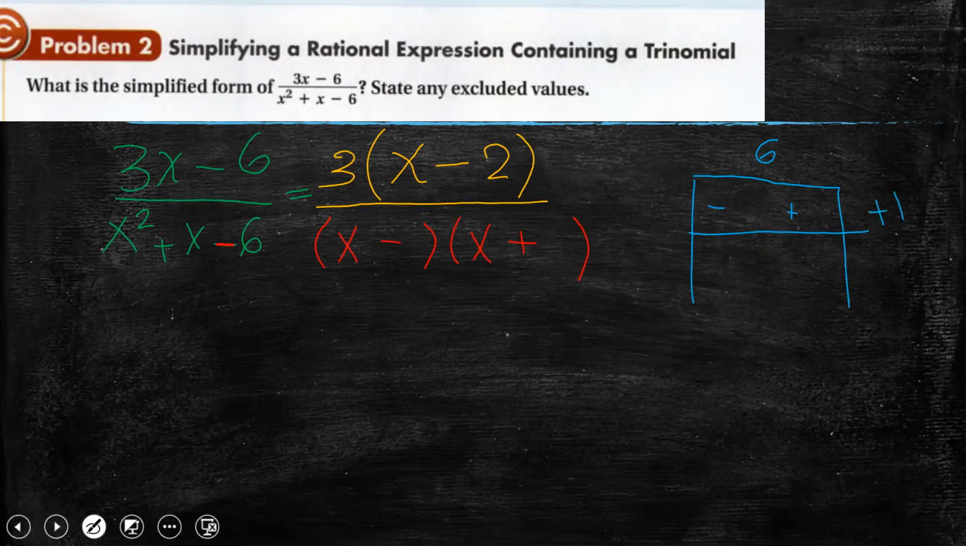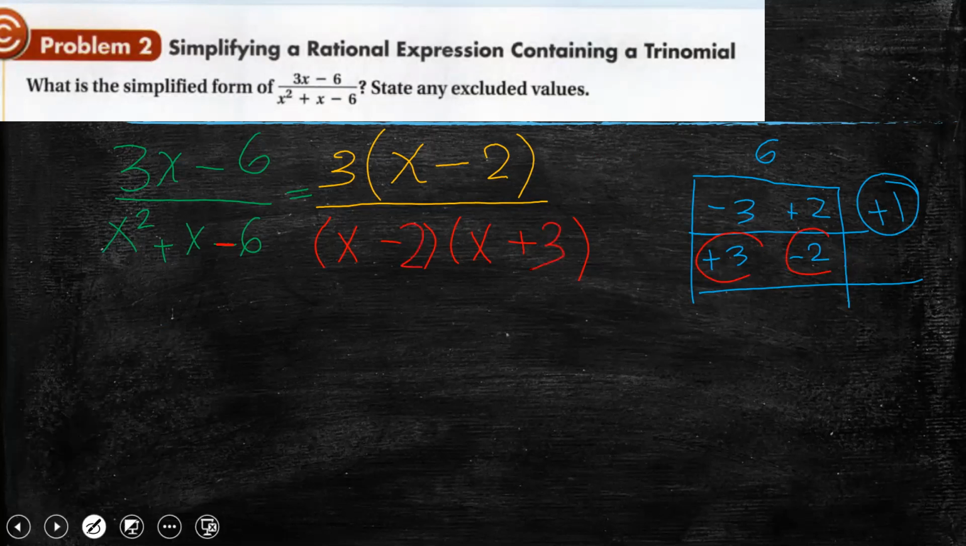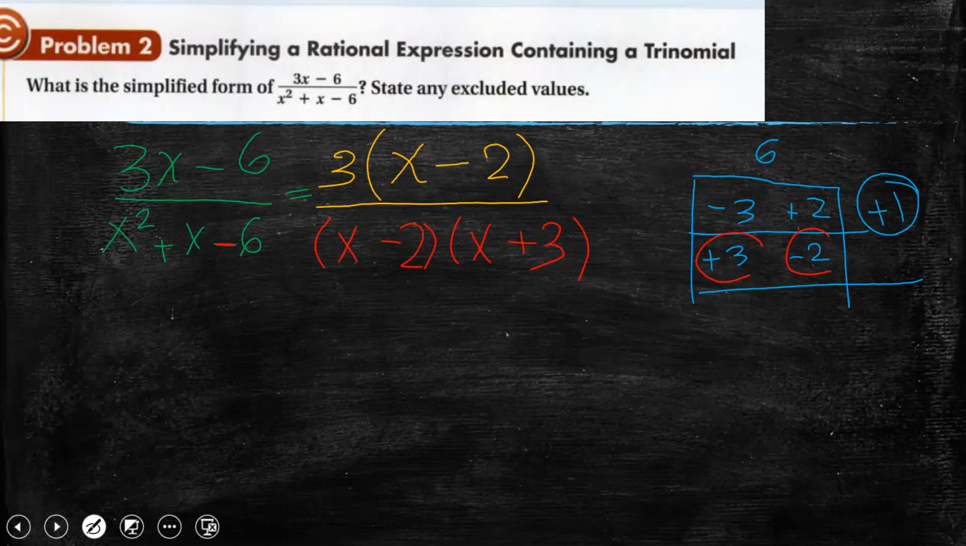What are the factors of 6? Negative 3 and positive 2, or positive 3 and negative 2. Now which pair of factors, if you add them, you get plus 1? Negative 3 plus 2, or plus 3 minus 2. Bravo. Plus 3 minus 2. So x minus 2, x plus 3. Then after that, now here, can I simplify? Yes. X minus 2, x minus 2.